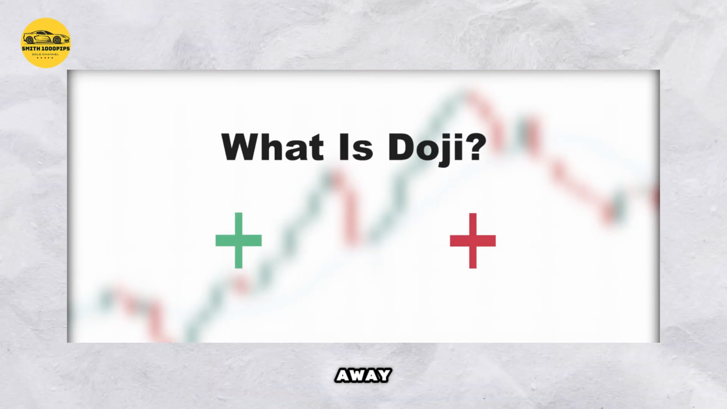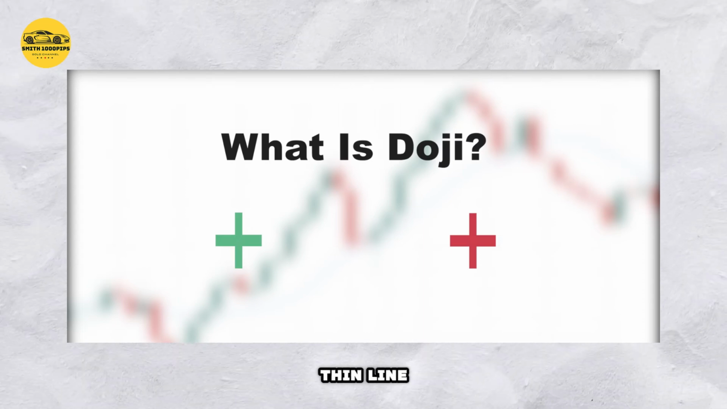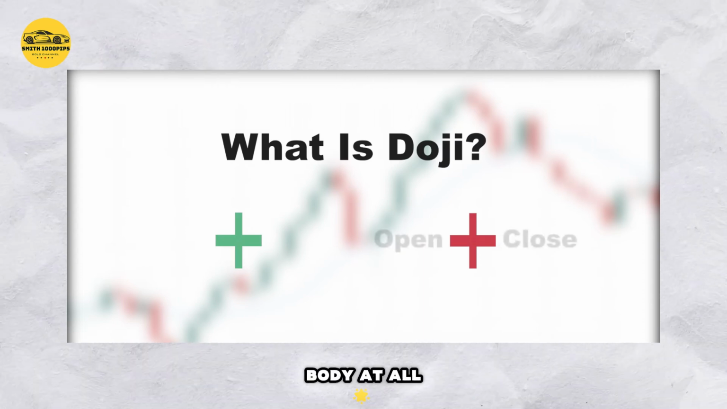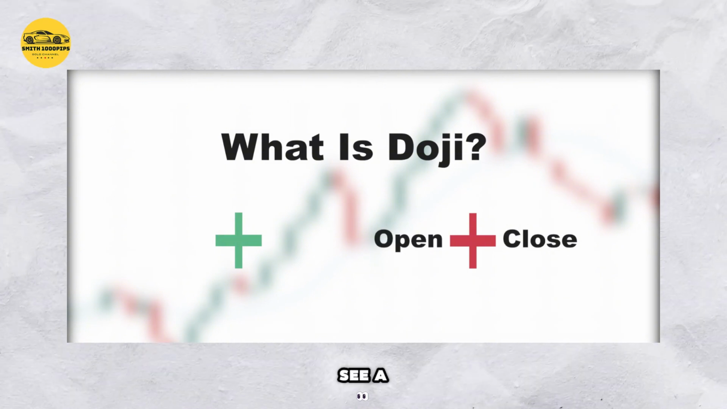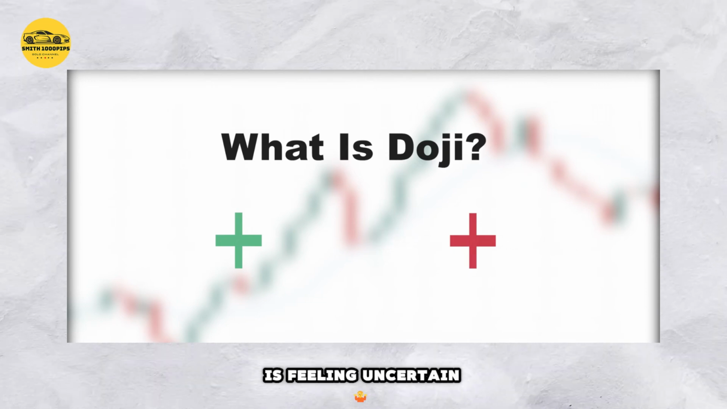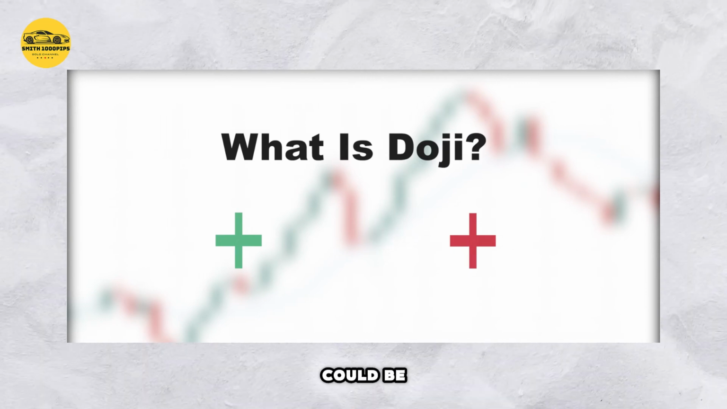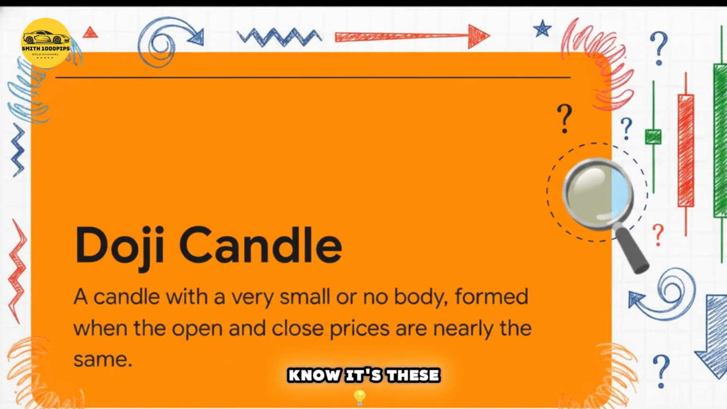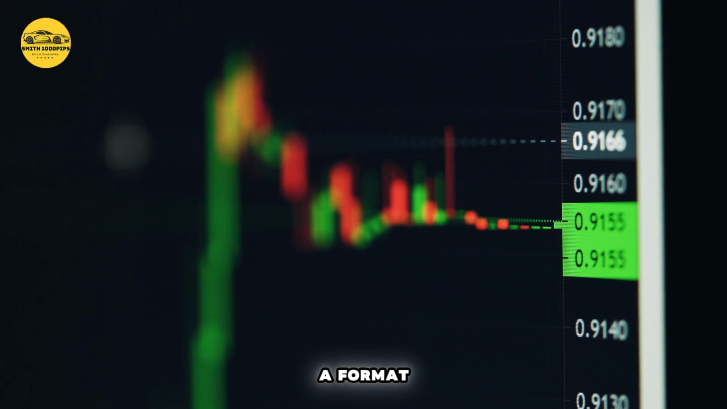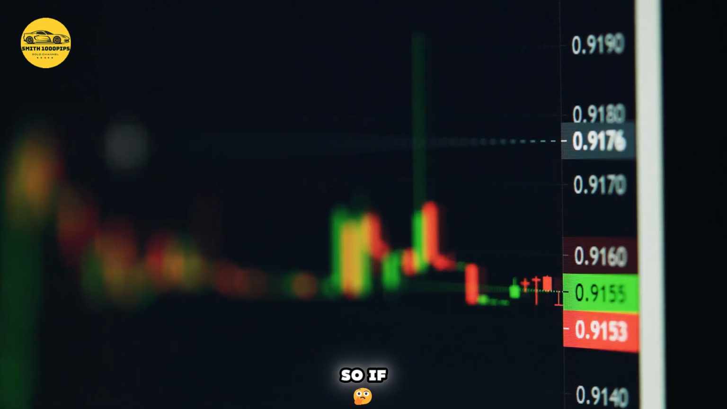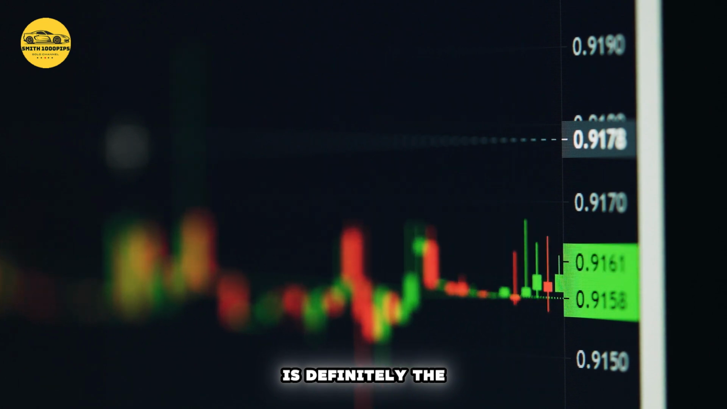You'll spot these a mile away because their body is just a super thin line. Sometimes there's no body at all. It just means the open price and the close price were pretty much identical. When you see a doji, it often signals that the market is feeling uncertain and a change in direction could be on the horizon. And you know, it's these kinds of detailed stories, like the indecision a doji shows, that a simple line chart just can't tell you. That is why the vast majority of traders use candlesticks. They just pack more information into a format that's easier to read at a glance. So if you're starting out, learning this language is definitely the way to go.